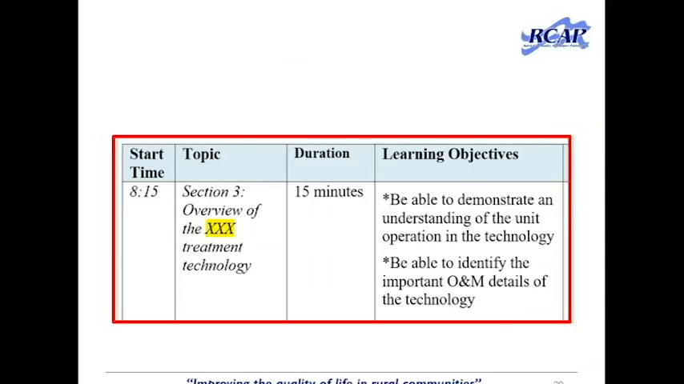In good learning objective language, the first is to be able to demonstrate an understanding of the unit operation in the technology. And the next one is to be able to identify important O&M details of the treatment technology. And so let's go back to the second page of the document.